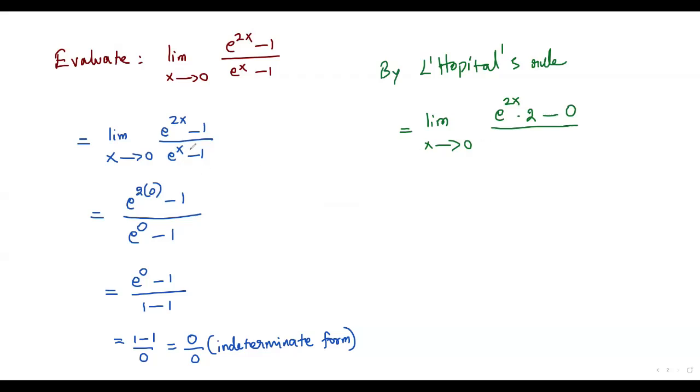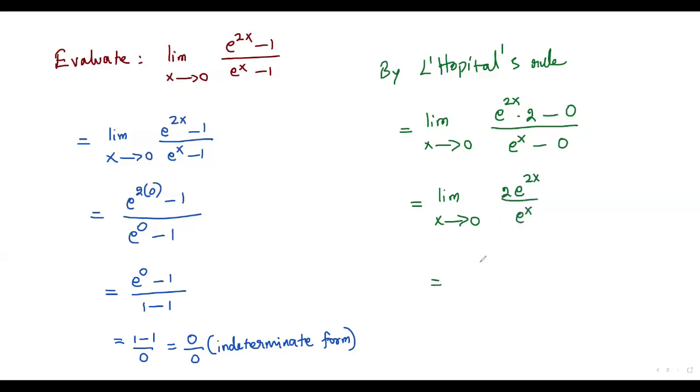Now we have to find the derivative of the denominator. What is the derivative of e to the power x? It's still e to the power x. The derivative of 1 is 0. So I'm getting limit as x tends to 0 of 2 times e to the power 2x, and this 0 can be ignored, and in the denominator we have e to the power x.